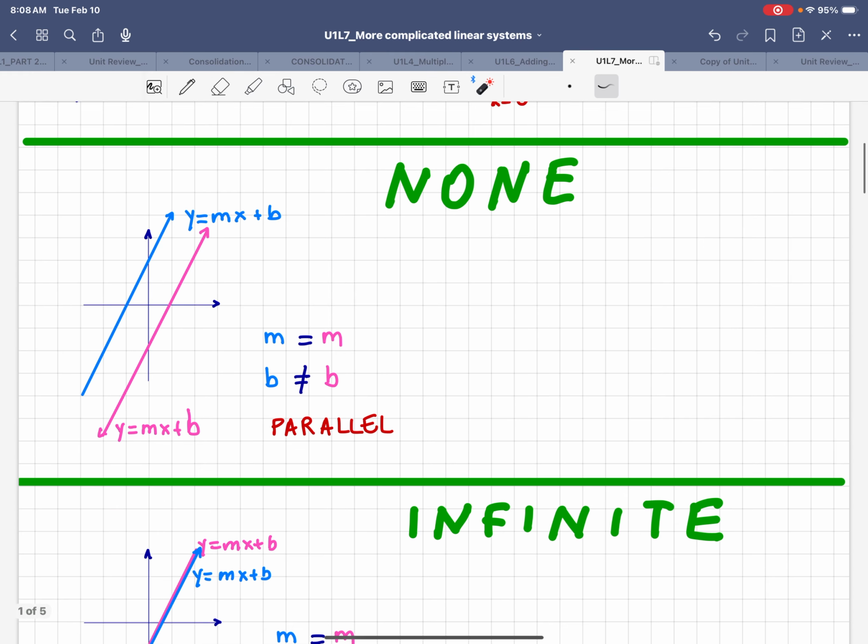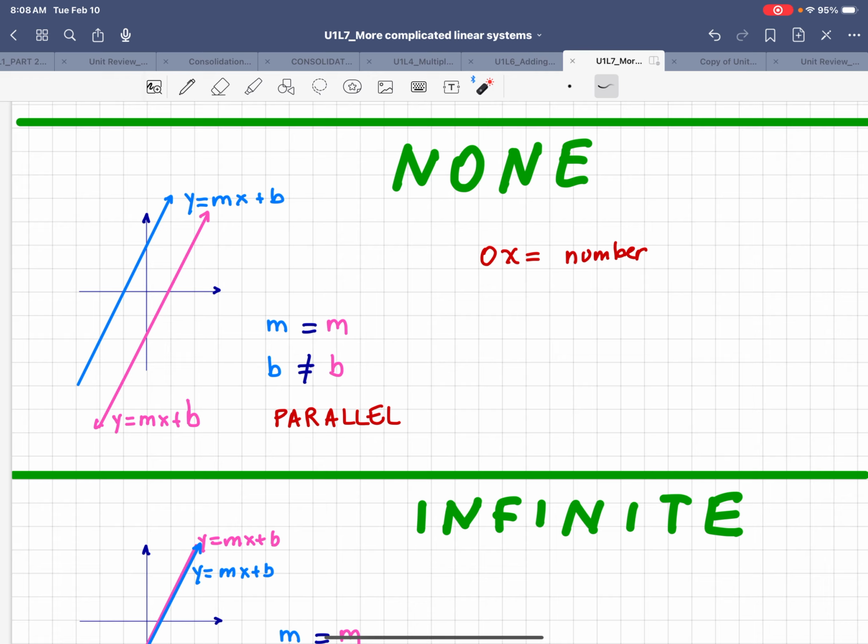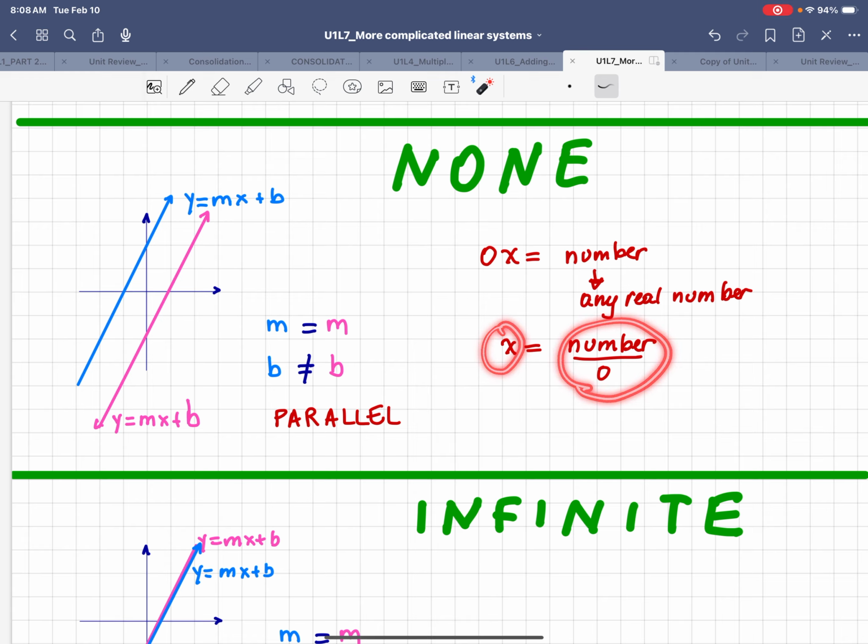Now, when a system has no solutions, then we end up with 0x equals a number. Again, this number on the right side can be any real number. As you can see here, the coefficient of x is 0, which means that x has to be a number divided by 0. We know that we cannot have a 0 in a denominator because division by 0 makes no sense, which means that such an x doesn't exist, which means a solution or a point of intersection between the two lines doesn't exist.